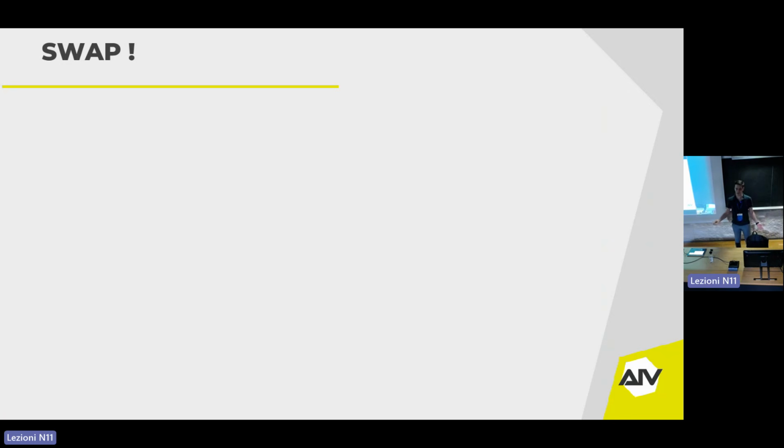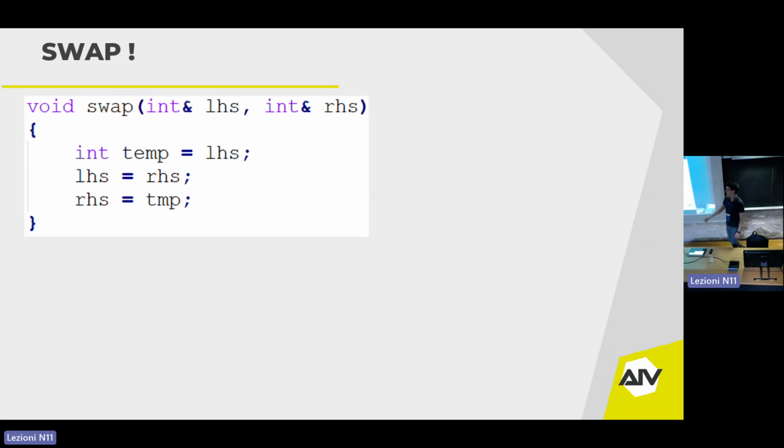How do I write a function that swaps two variables? Let's start easy, and let's pretend we're swapping two integers. What do we write? Well, it's fairly easy. Void swap, int ref, and we do the thing. So far, so good, right?